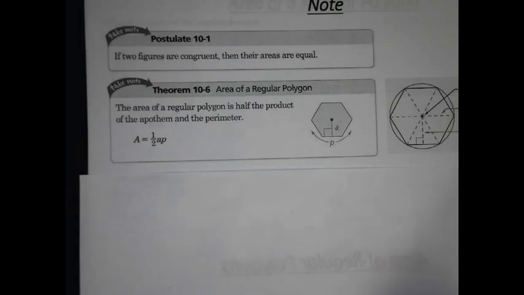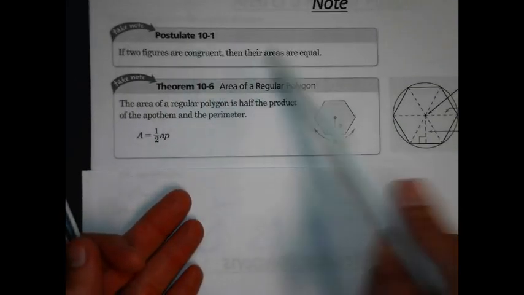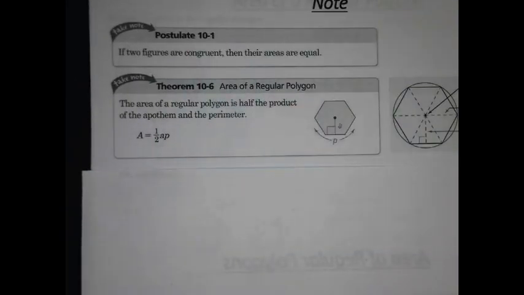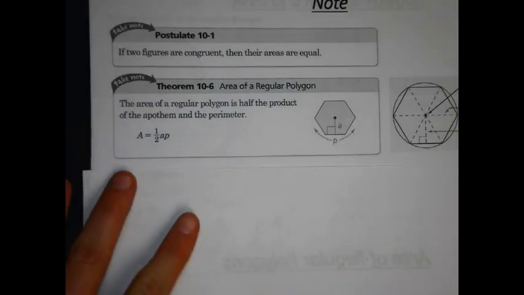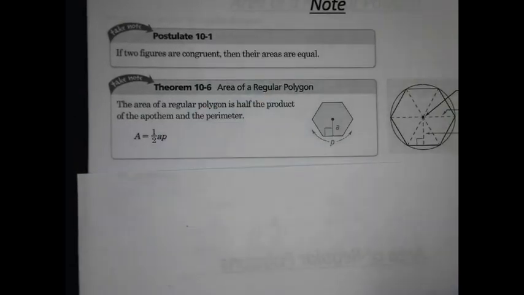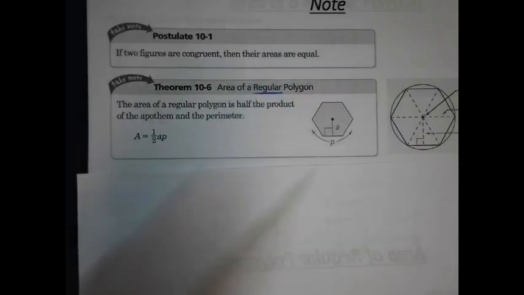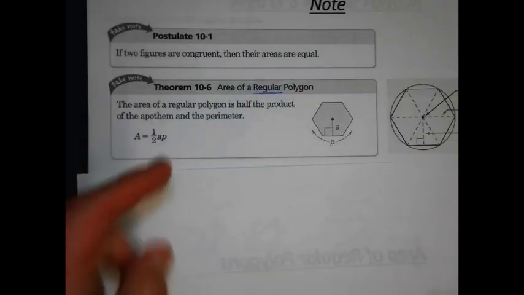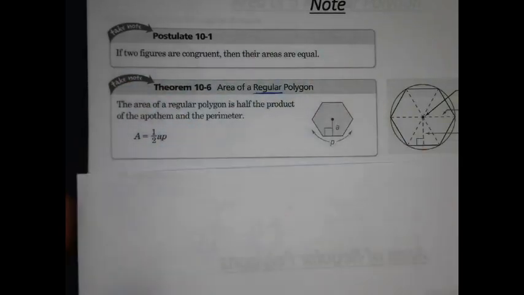Now, the first thing we should know is that if two figures are congruent, then their areas are equal. That should be helpful when we talk about triangles. But let's talk about the area of a regular polygon. Now, the important thing to note is that this is for a regular polygon. So please remember what regular means. All the sides are congruent.